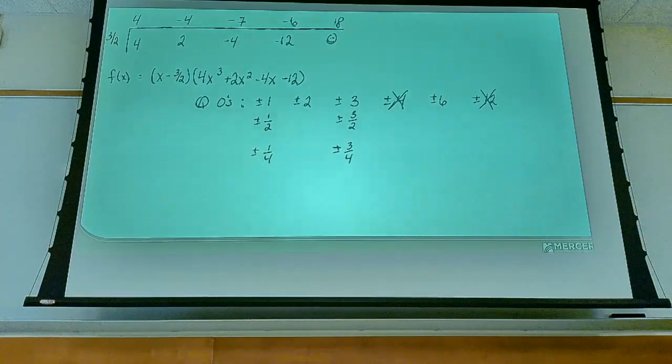Looking at the wrong one. 4, 2, negative 4, negative 12. Three halves, once again, is a zero. 4 times 3/2 is 6, plus 2 is 8, times 3/2 is 12, minus 4 is 8, times 3/2 is 12, minus 12 is 0.